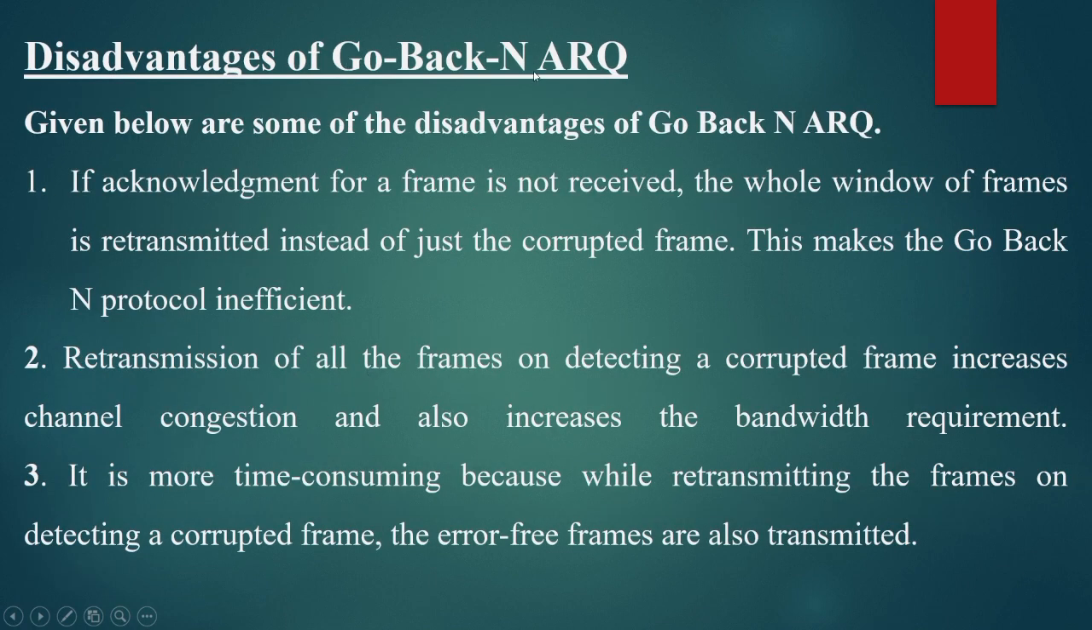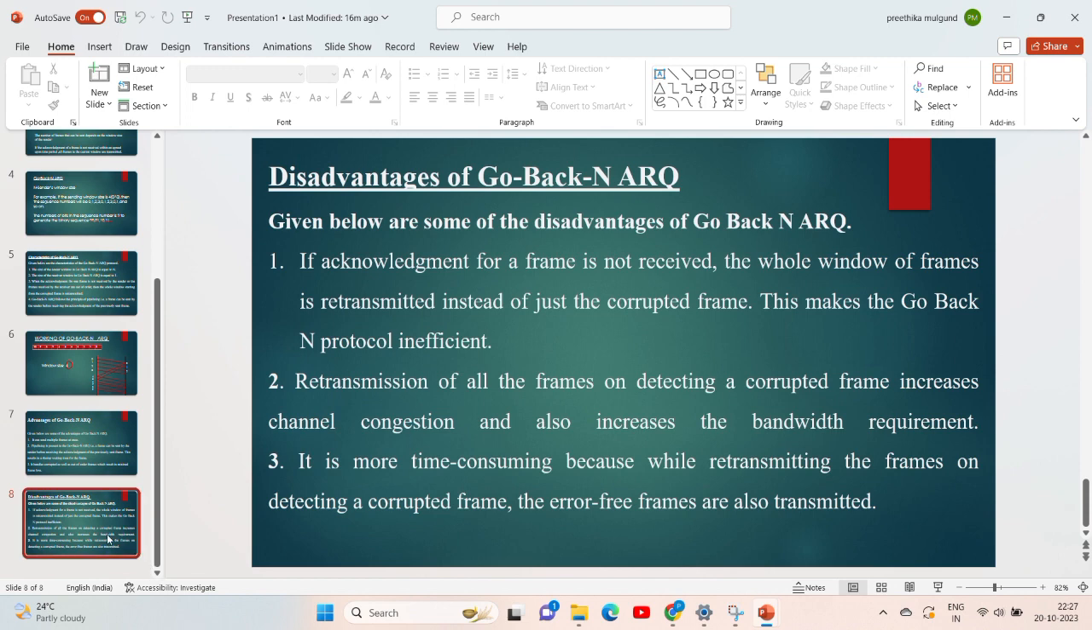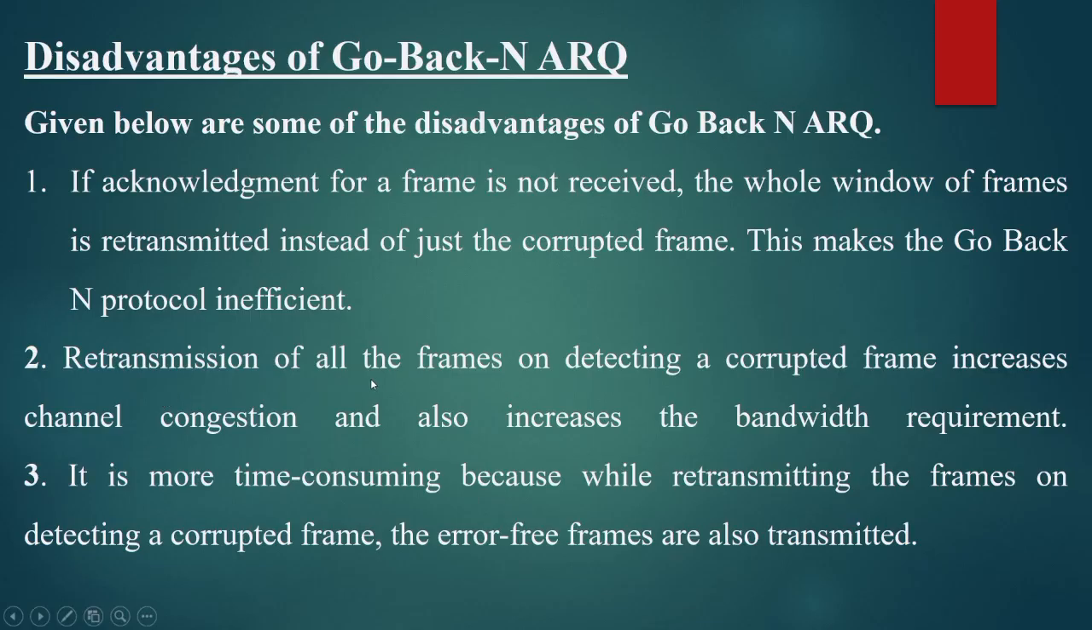Coming to the disadvantages of go back N ARQ. If acknowledgement for a frame is not received, the whole window of frames is transmitted instead of just the corrupted frame. This makes the go back N protocol inefficient. Retransmission of all the frames on detecting a corrupted frame increases channel congestion and also increases the bandwidth requirement. It is more time consuming because while retransmitting the frames on detecting a corrupted frame, the error-free frames are also transmitted.